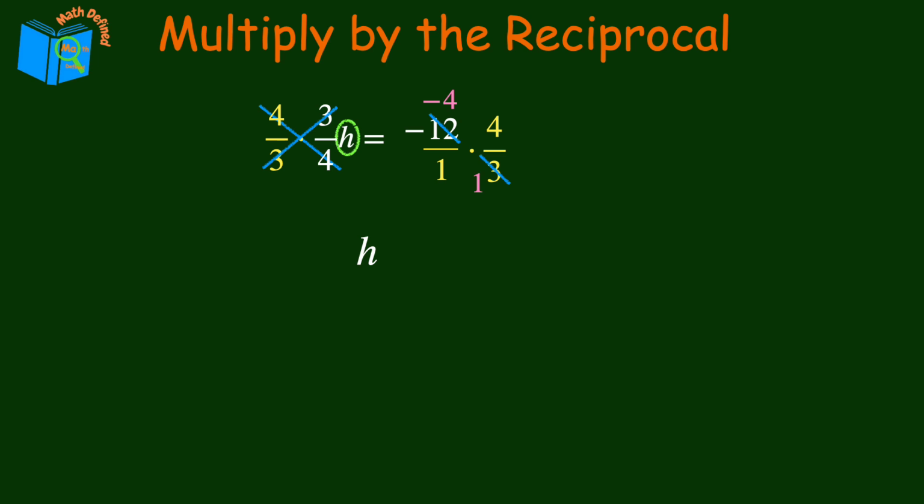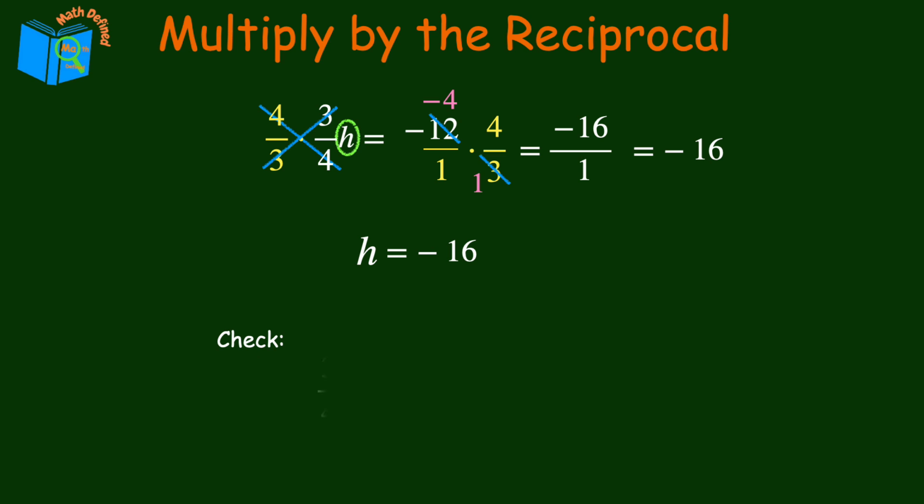Now we multiply the numerators. -4 times +4 is -16, and then the denominators, 1 times 1 is 1. We can simplify this fraction to just -16. So h equals -16. Let's check our solution to make sure we didn't make any mistakes.